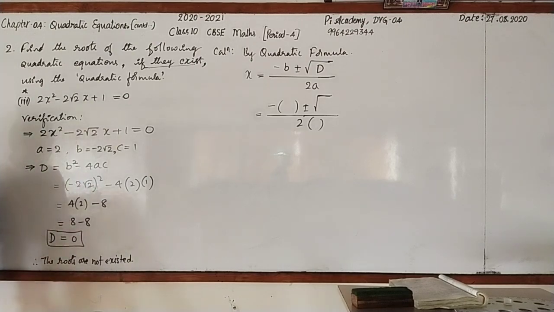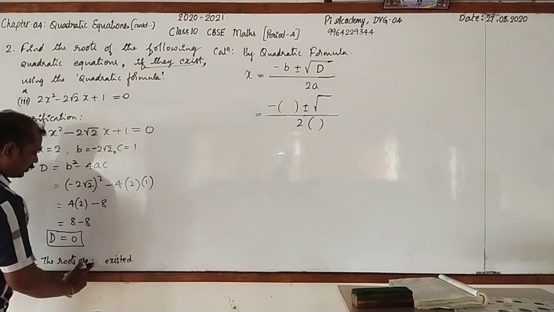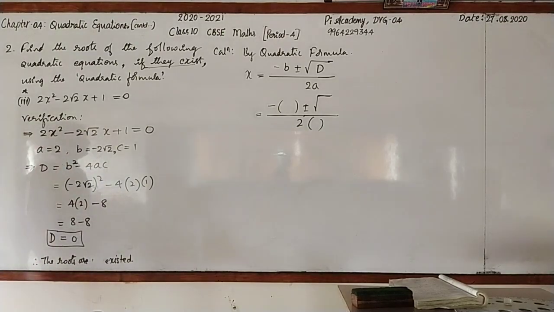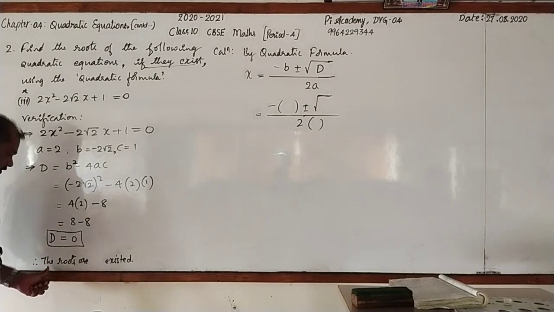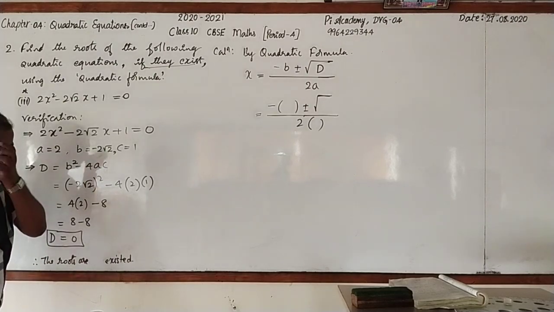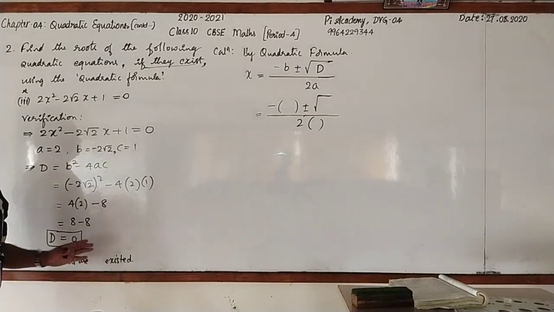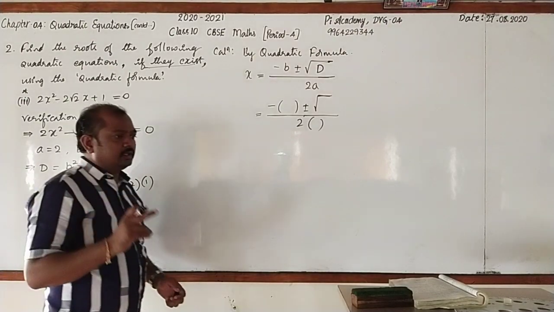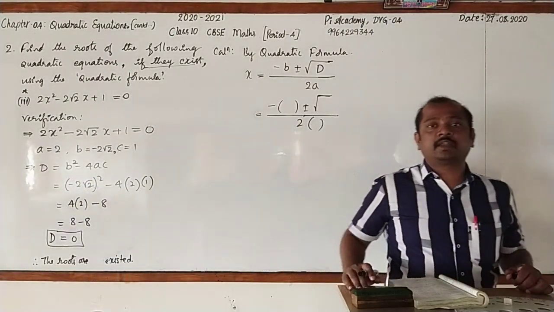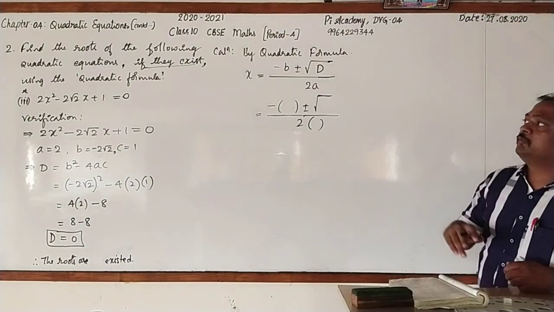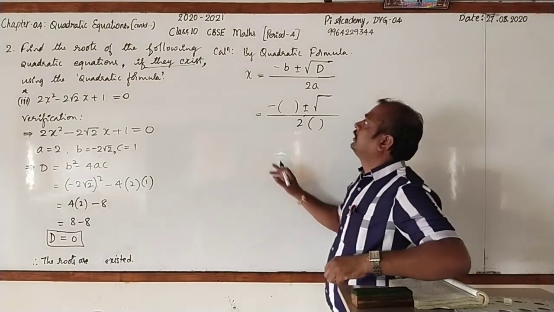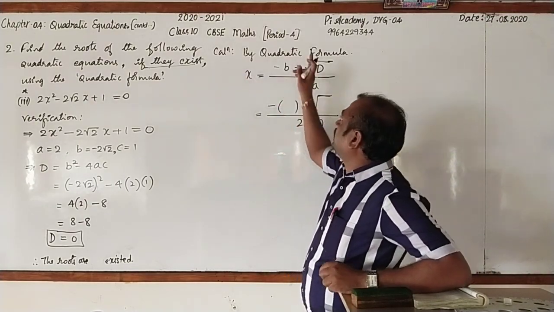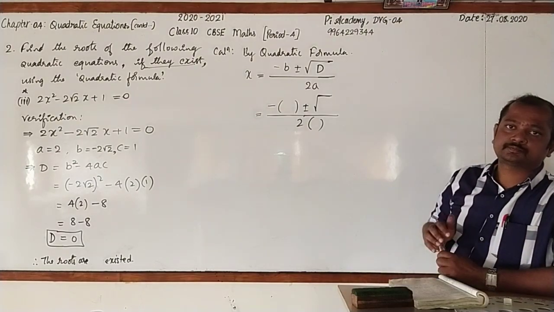D value is 0. What do you say about the roots? Whether they are existed or not? Definitely they are existed, right? Therefore, the roots are existed. In the question, it has been given that if the roots are existed, then we have to find them. Right, calculation by quadratic formula.